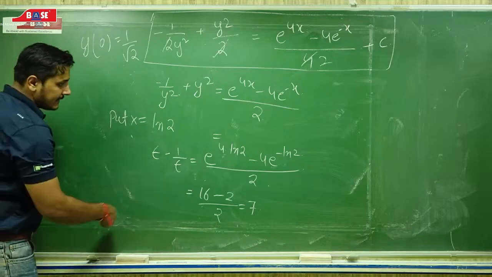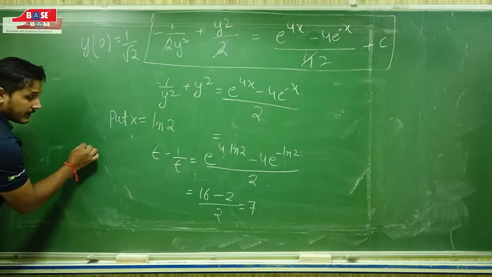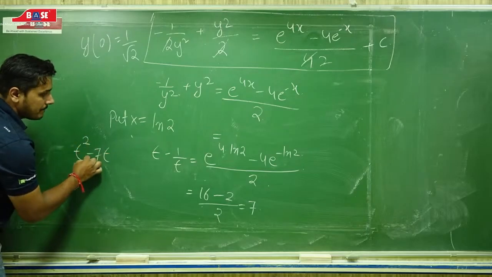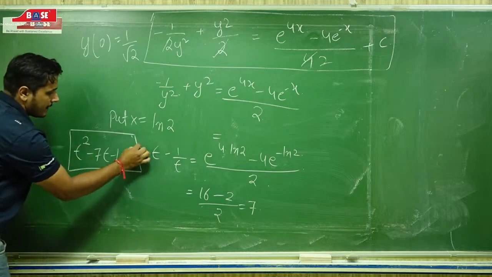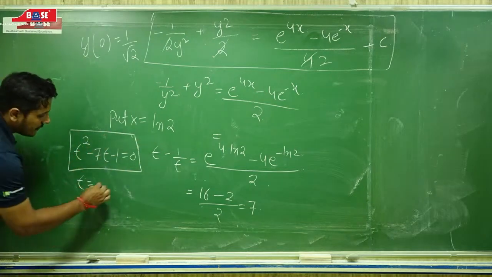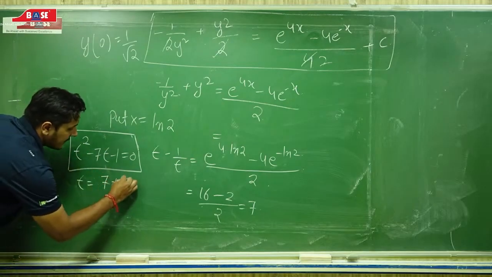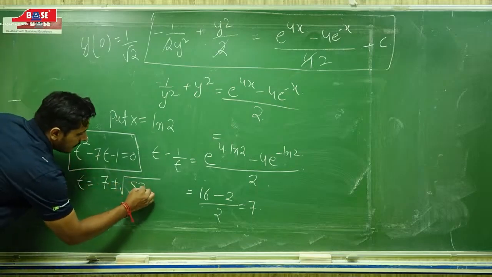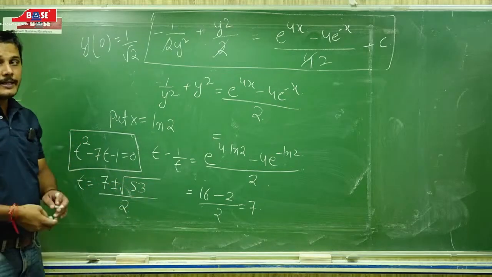So if I take LCM, this will become, is it visible? Yeah, it is visible. So t square minus 7t minus 1 is equal to 0. So root of this, t is equal to minus b plus minus under root b square, 49 plus 4, 53, divided by 2.